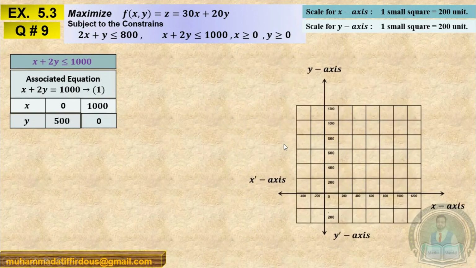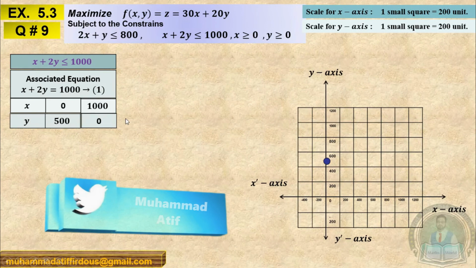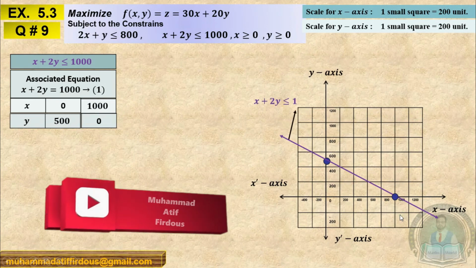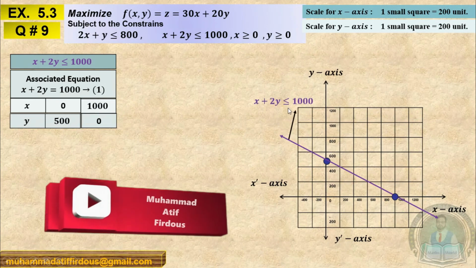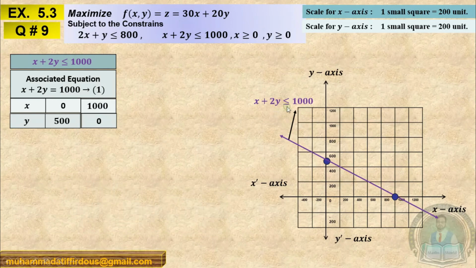So make a graph. First point is x equal to 0, y equal to 500, this point. Second one is 1000 and 0. Just make a line passing through these two points. We have x plus 2y is less than or equal to 1000. Coefficient of y is positive, sign is less than, so make some tiny arrows below this purple line.